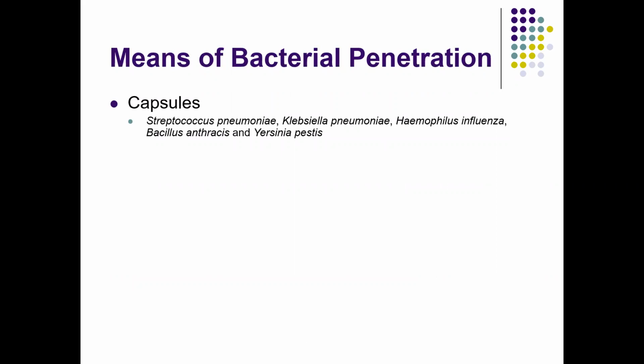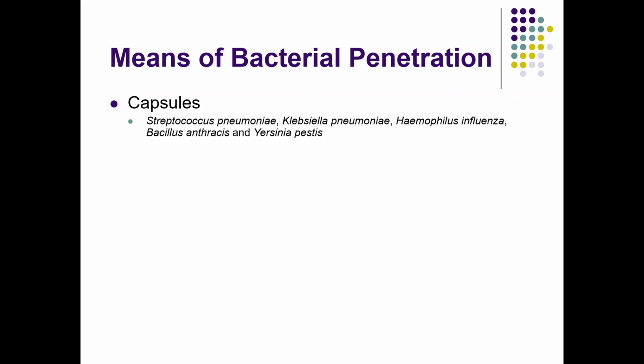So then the bacteria has to get into our cell. It has to have some way of penetrating the cell so that it can basically harm us or make us sick. That's kind of the whole idea here. So some bacteria use their capsules. And the examples we have here are Streptococcus pneumoniae, Klebsiella pneumoniae, Haemophilus influenzae. Those first three are bacteria that cause different types of pneumonia.